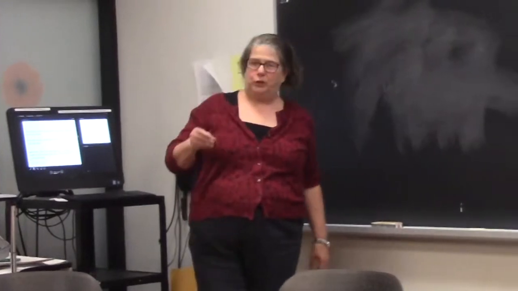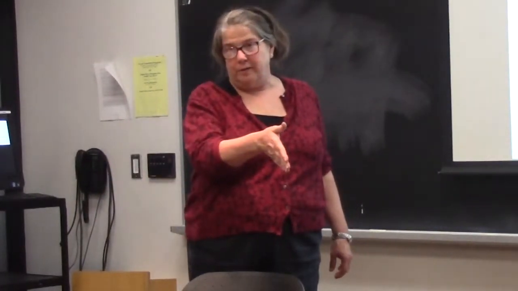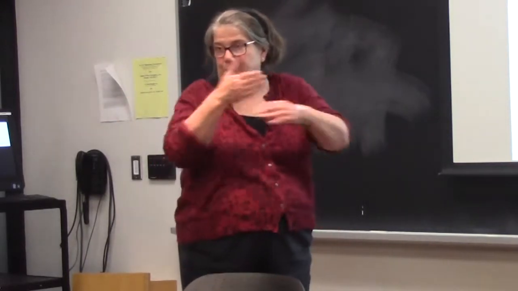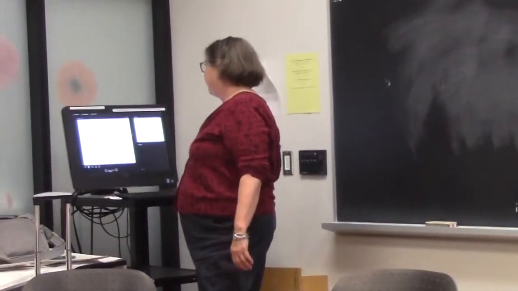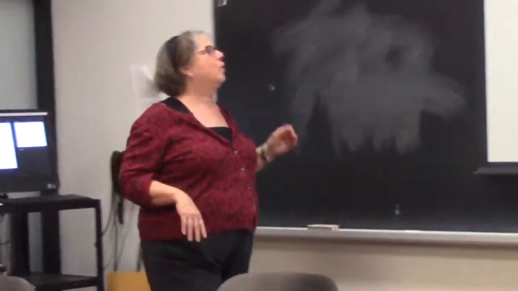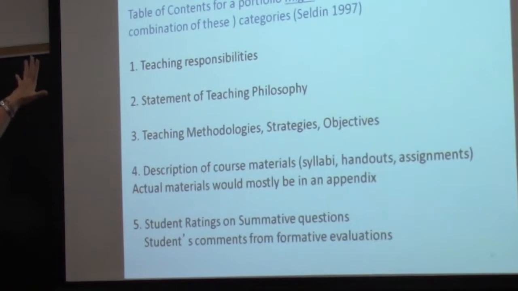Again, everything's contextualized. Don't put in an appendix that you have not explained in the narrative. Make sure everything's referred to and makes sense. All right, now this is how a table of contents might actually look.